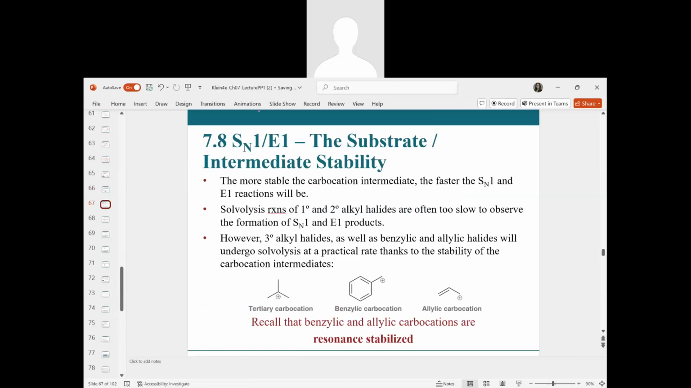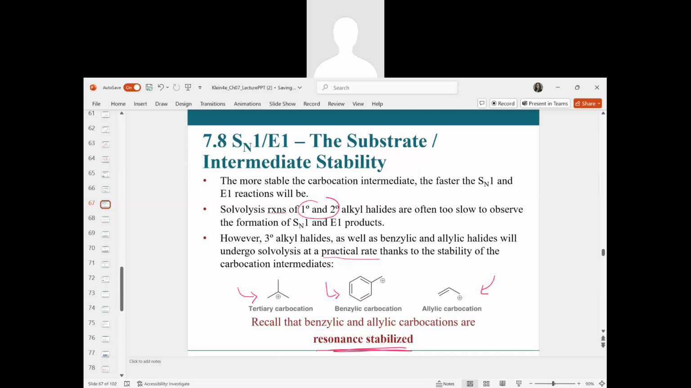So we can also look at the substrate intermediate stability. We know that a tertiary carbocation is stable enough that we can see a solvolysis process occur at what we refer to as a practical rate. We can also see that with benzylic or allylic carbocations. Both of these last two are resonance stabilized. So overall, all of these are stable enough that they would run this type of reaction fairly quickly, right?